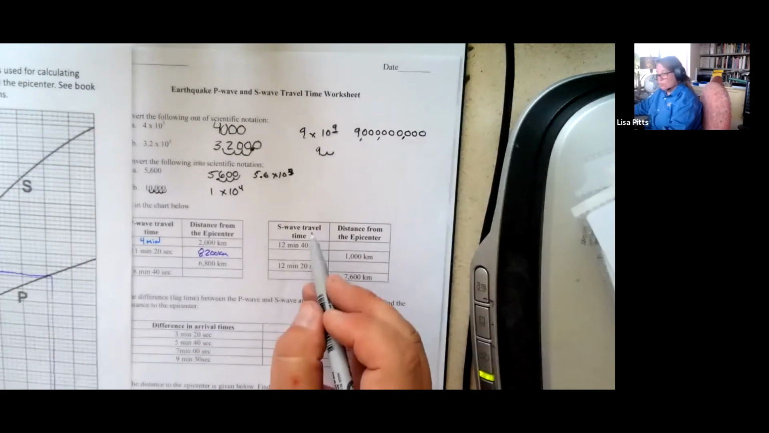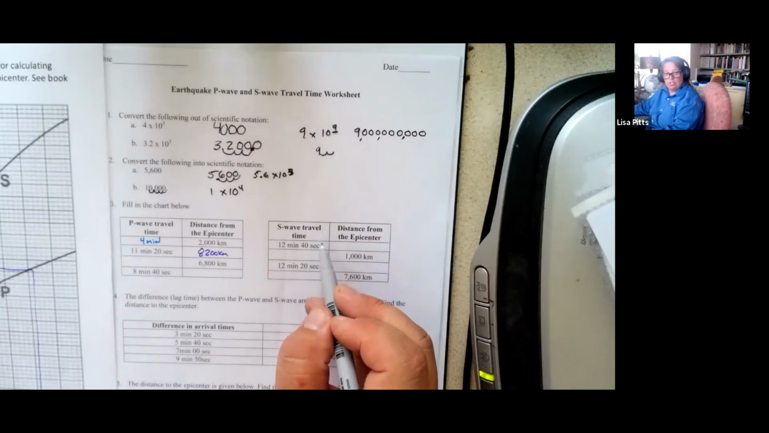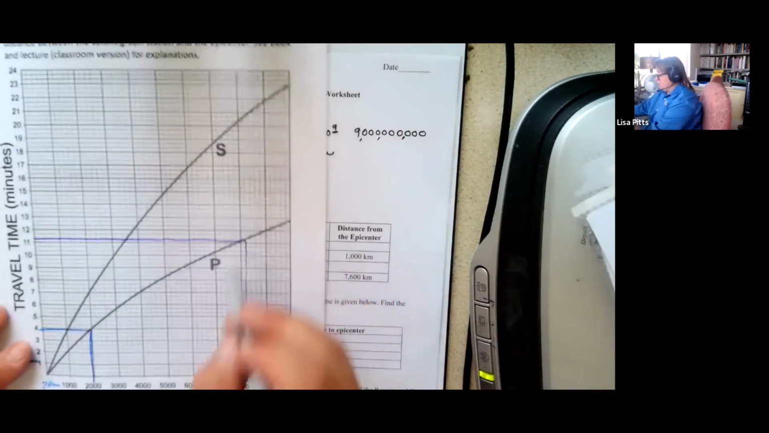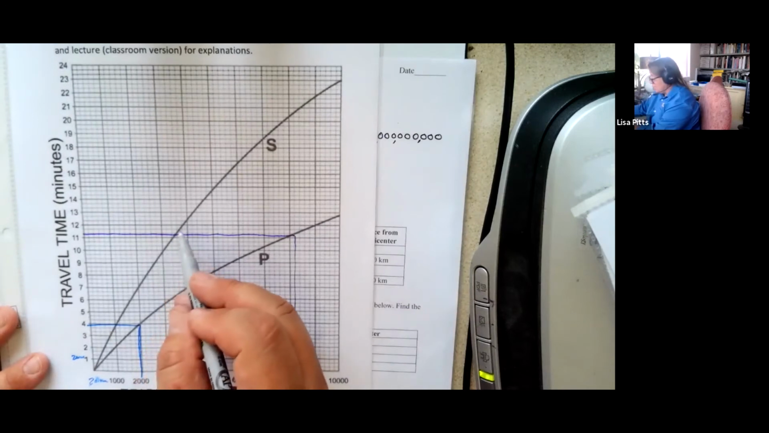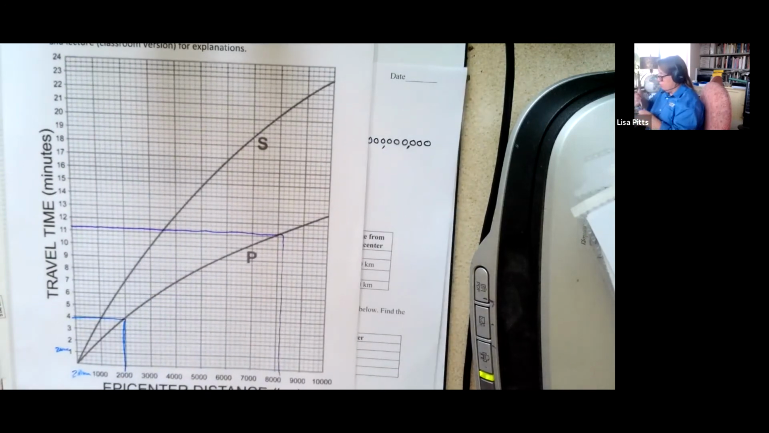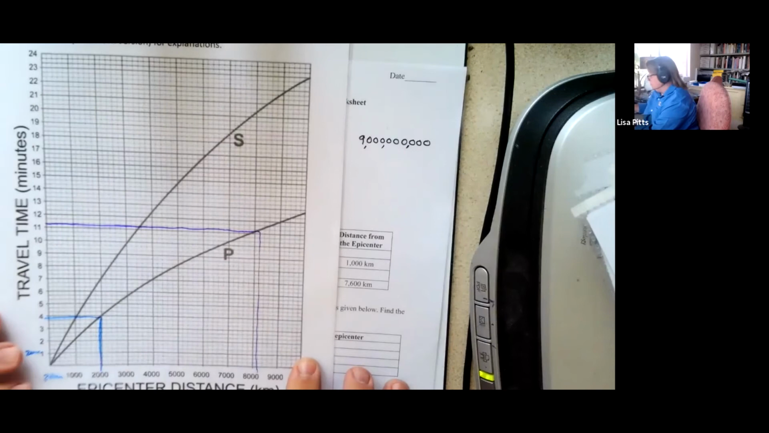So this one over here, the S wave one, works just the same. Only instead of going all the way to the P wave, we're just going to go to the S wave. So it works the same, but let's do one. I'll do one in red, and then I'll continue my lecture. If you want, I can come back and do some more of these with you.